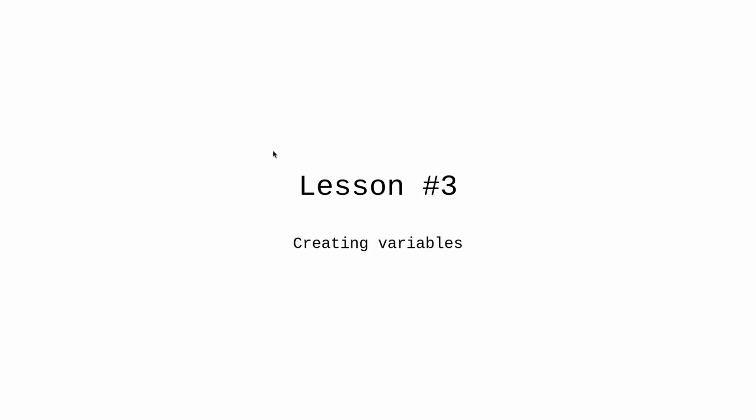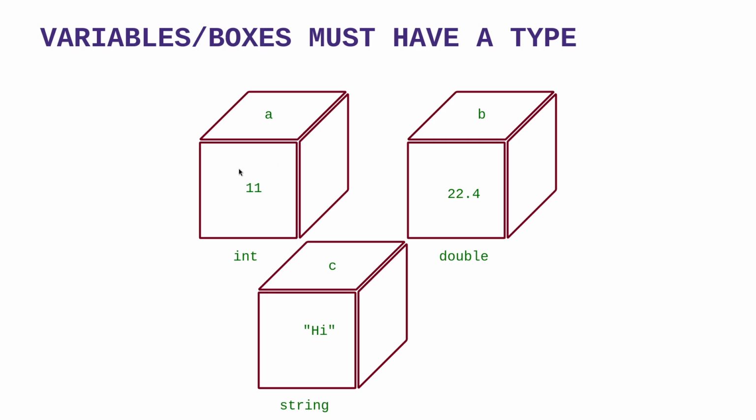So welcome to lesson 3, where we actually create variables. A variable or a box must have three things. We should have a name, it should have a type, and it should have a value. Now, if you recall from the last lesson, we said that the box can be empty. So actually, we only require two things, a name and a type.